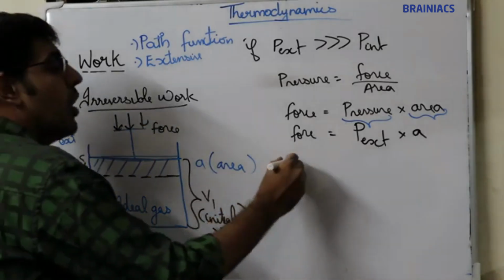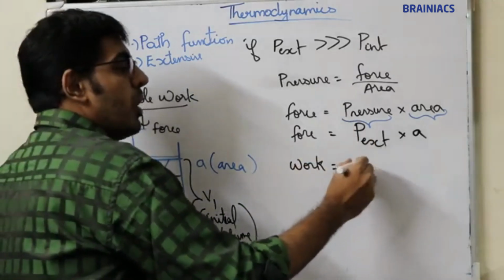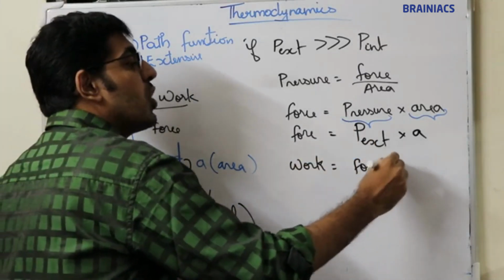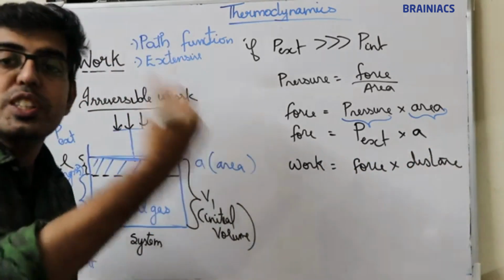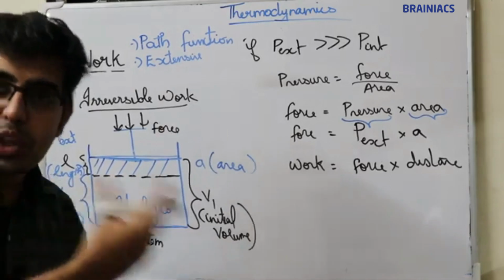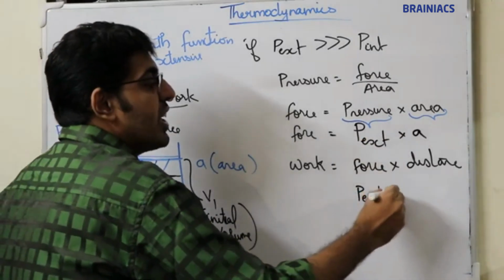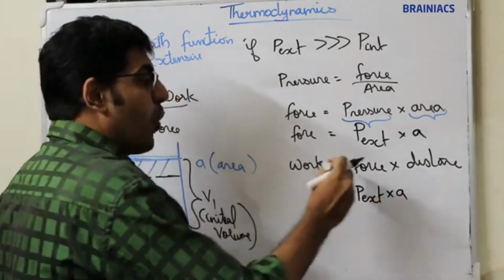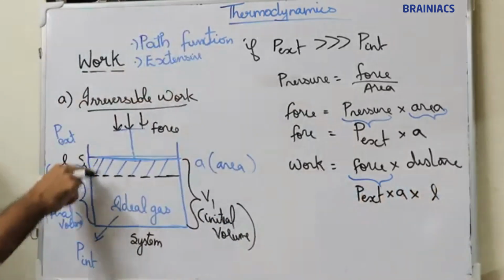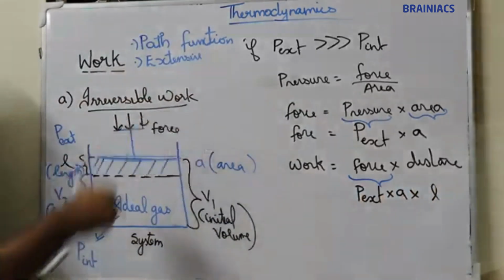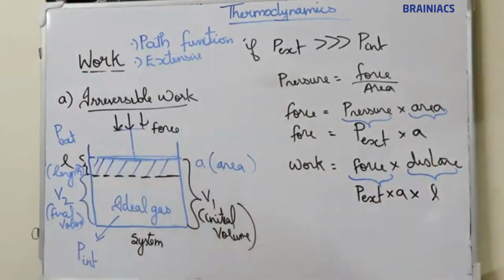Now, what is work? Work is equal to force into distance, or force into displacement. Here force is pressure external into area, and distance is L. This is the distance covered by the piston, so instead of distance you can write L. I think it's clear till here.